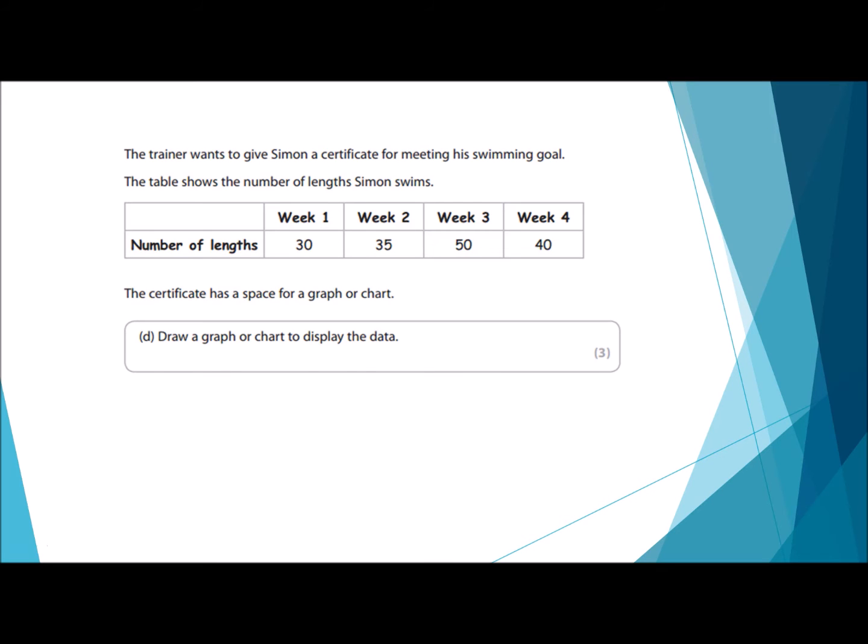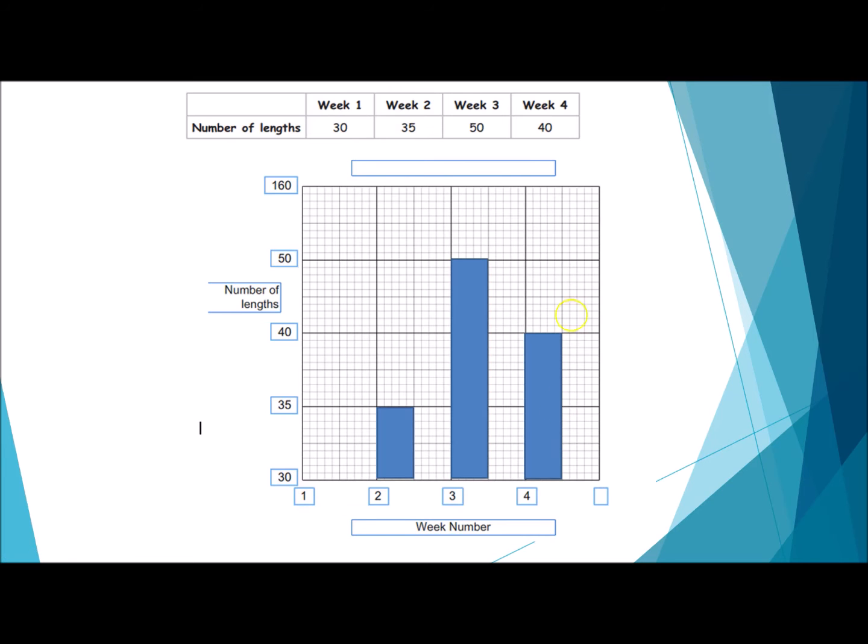So here's the question. A trainer wants to give Simon a certificate for meeting his swimming goal. The number of lengths is here, 4 weeks. Draw a graph or chart to display the data. 3 marks available. So you can see at the top here, I've just printed that table again so you can see what we need to plot. I'll let you have a look at this graph and decide how many marks out of 3 you would give it, and then we'll decide together how many we think it should be.